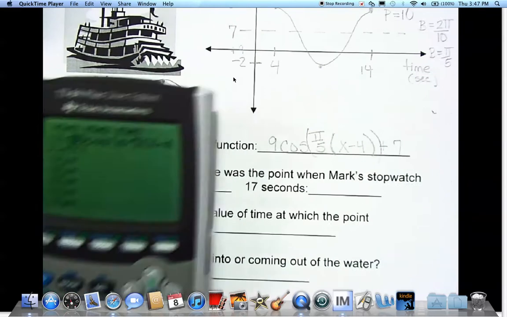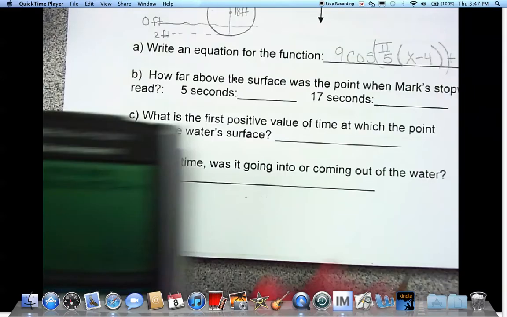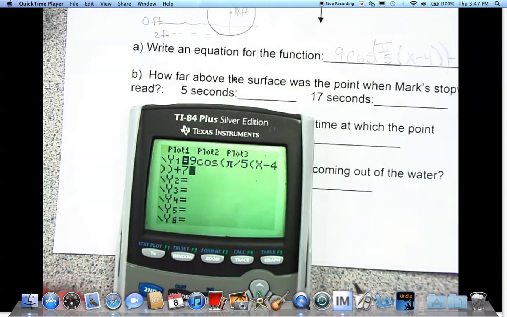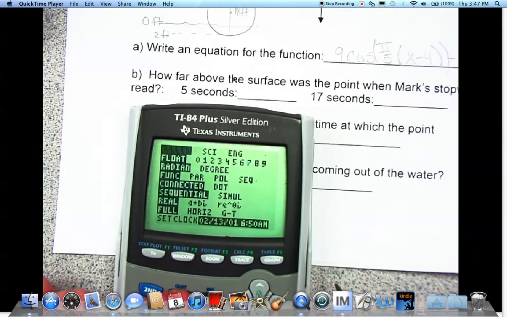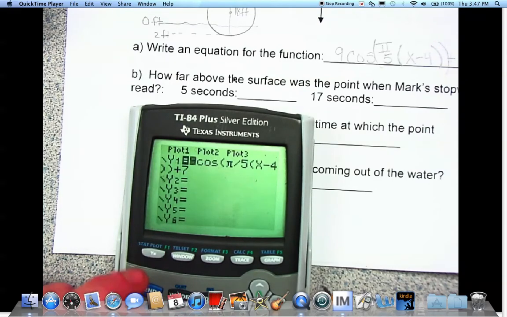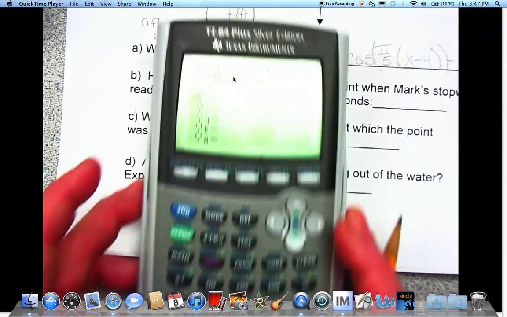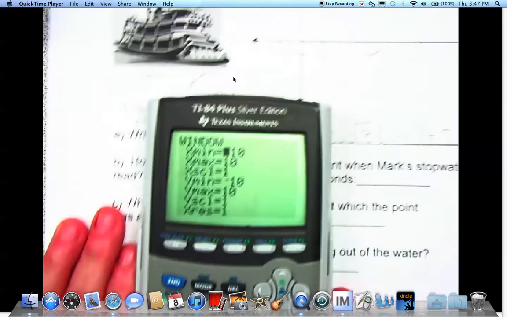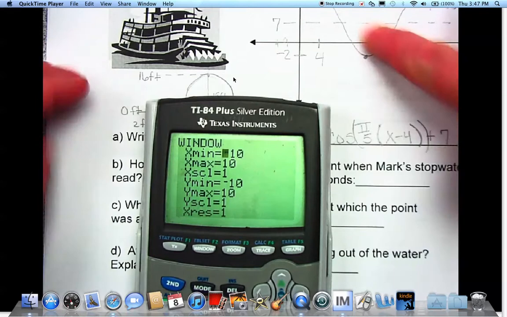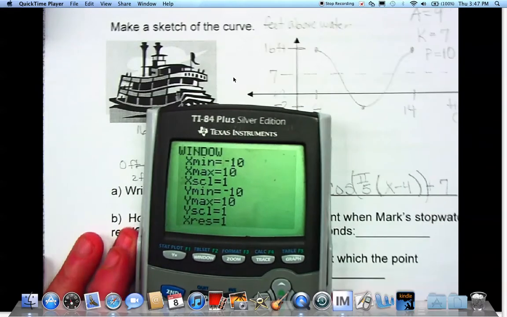Then it says, what is your window set on? Because mine is showing that. First of all, check your mode, make sure it's radians. Oh, what happened to my Y equals? Go to mode, make sure you're in radians. And then what would be the window? You just look at your graph and go by your graph.